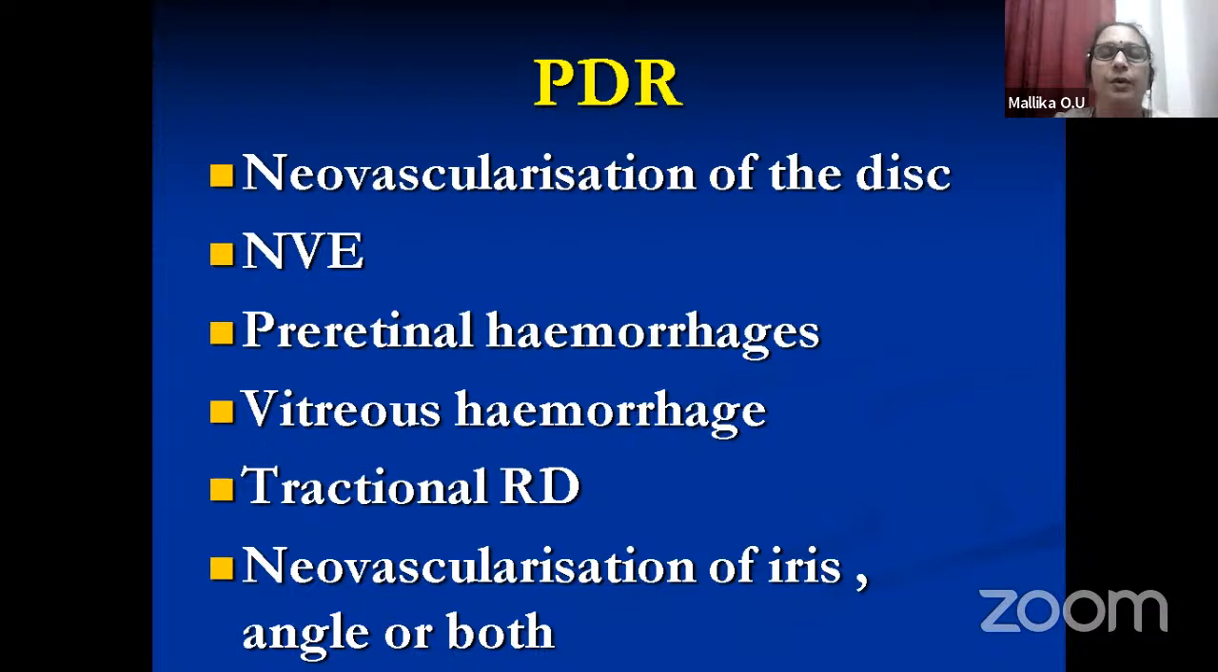So proliferative diabetic retinopathy is characterized by neovascularization of the optic disc, neovascularization elsewhere in the retina, associated with pre-retinal hemorrhages, vitreous hemorrhage, traction retinal detachment, neovascularization of the iris, and angle. If the patient has the last three, that is traction retinal detachment, vitreous hemorrhage, and neovascularization of the angle and iris leading on to neovascular glaucoma, we classify them as advanced diabetic eye disease. Okay.